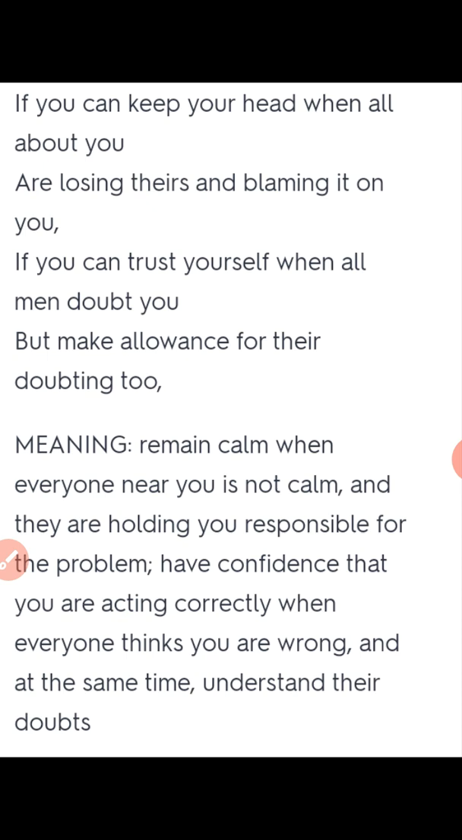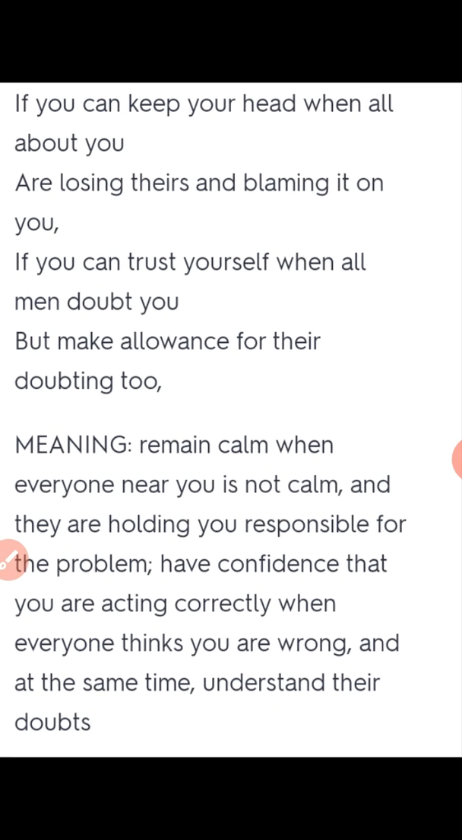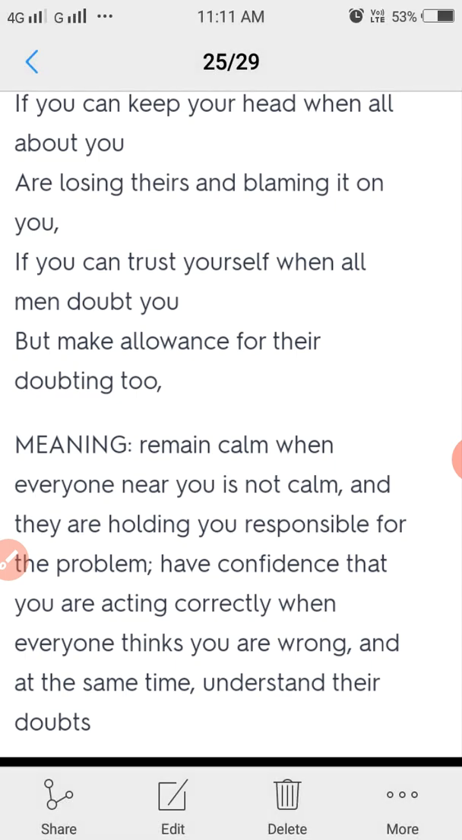Now, let's see the first paragraph of the poem. If you can keep your head when all about you are losing theirs and blaming it on you, if you can trust yourself when all men doubt you, but make allowance for their doubting too. What does it mean? It means remain calm when everyone near you is not calm, and they are holding you responsible for the problem. Have confidence that you are acting correctly when everyone thinks you are wrong. And at the same time, understand their doubts also.